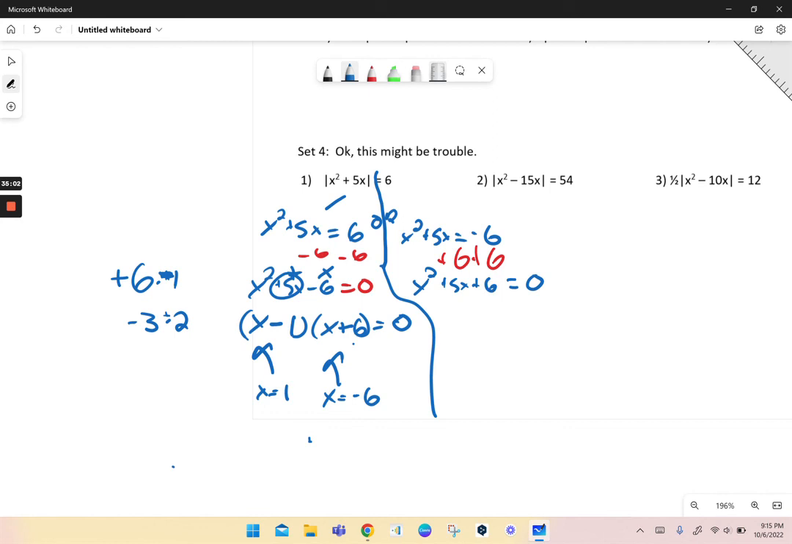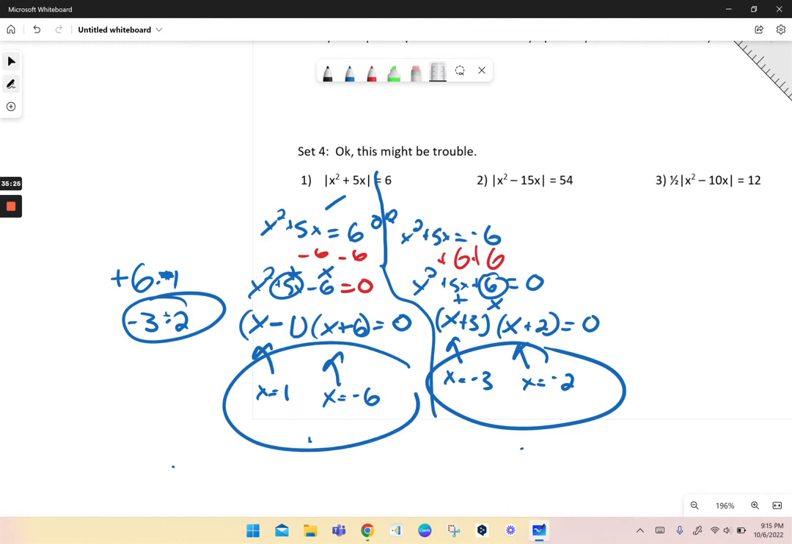X times x is x squared. And we need two numbers that multiply to make 6 that add to be 5. And this time it's going to be 3 and 2. 3 times 2 is 6. 3 plus 2 is 5. X could equal negative 3. X could equal negative 2. And so we have 4 answers.